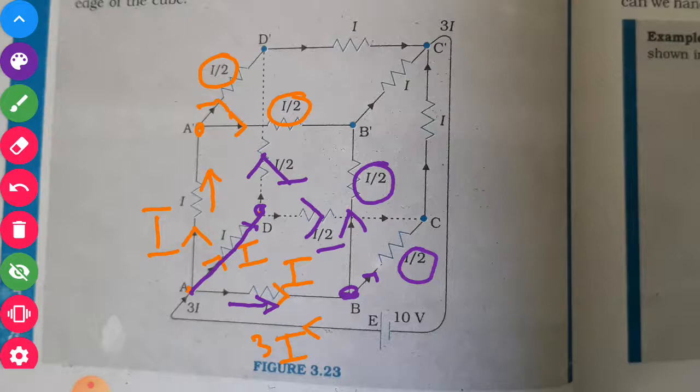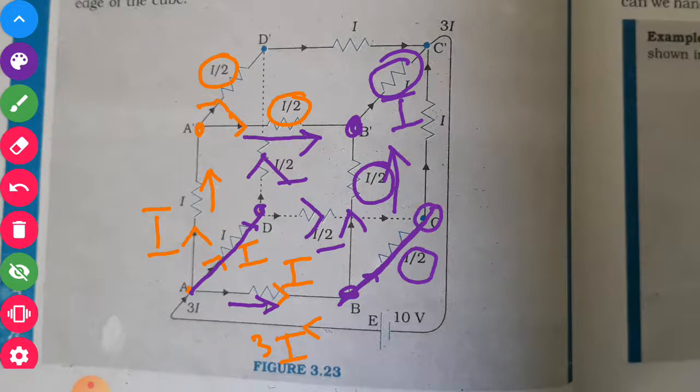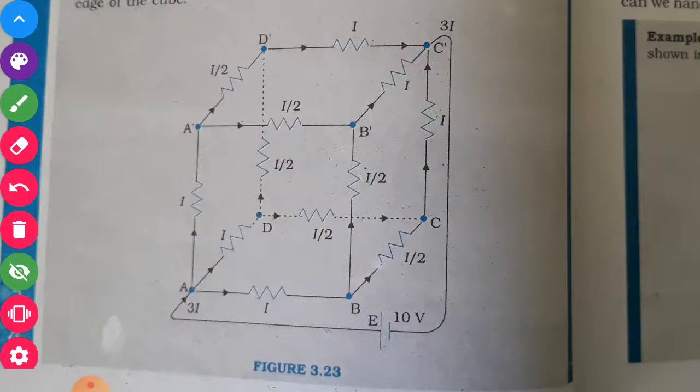Now again this I by 2 current is reaching here at this point B prime. At B prime two I by 2 currents are coming, this I by 2 current and this I by 2. So I by 2 and I by 2 will make the current I here. Similarly in this BC branch, the I by 2 current reaches at this C and I by 2 from this DC will reach. So here again I current flows. You can distribute the current easily in this way.